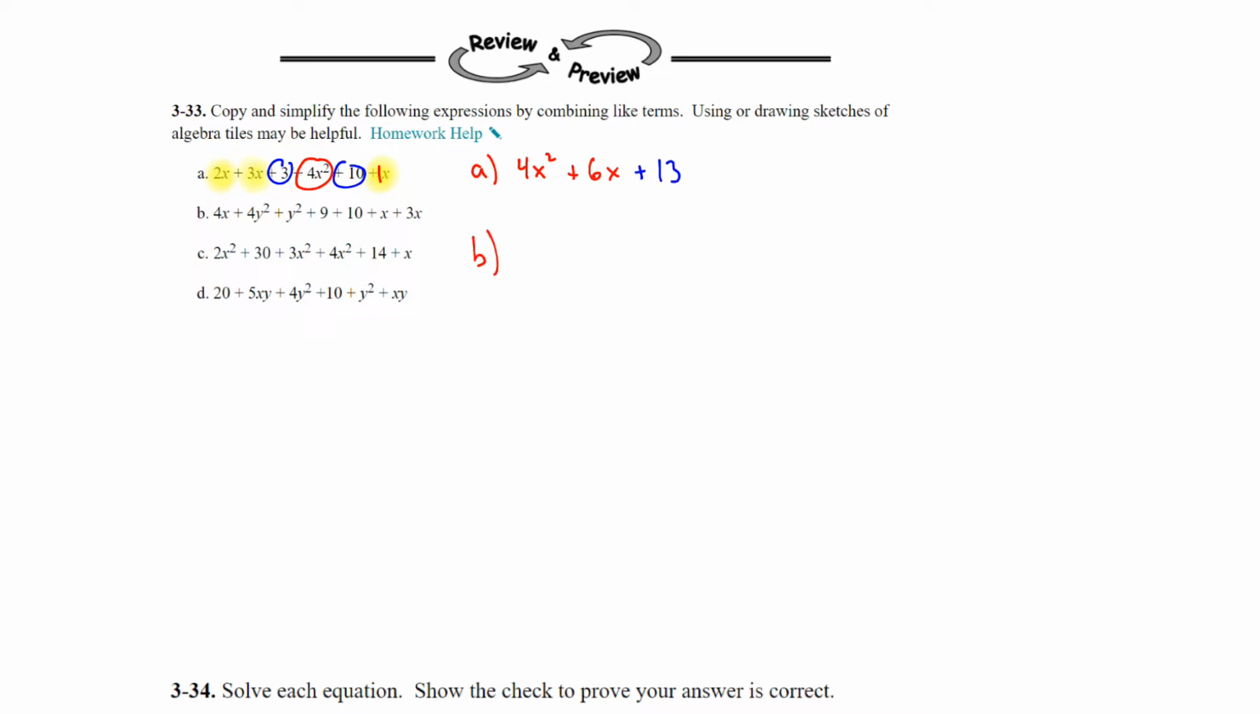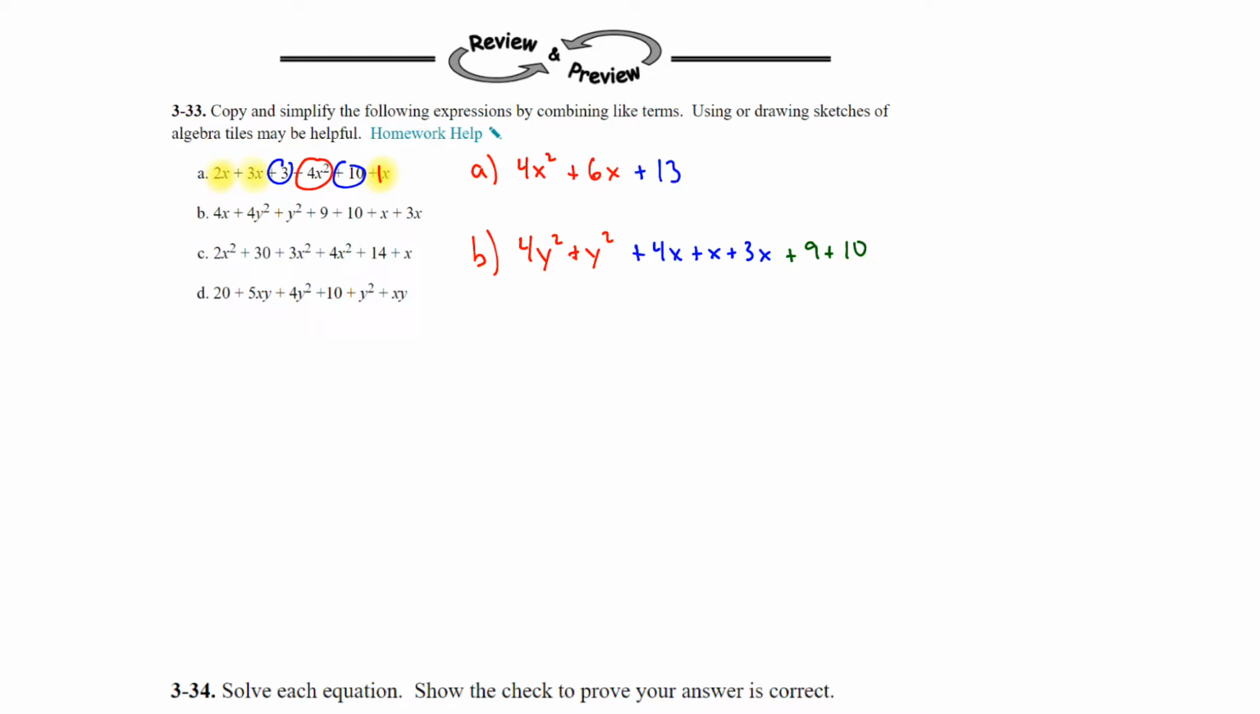Let's do B now. I'm going to rewrite B so that all the terms are still there, but they're in the right order in terms of what we're combining. So for example, we have a 4y squared plus a y squared. So those two we can combine. We also have a 4x, a 1x, and a 3x, so we will combine those. We have left a 9 and a 10. So that way you can get everything in order and then add those together.